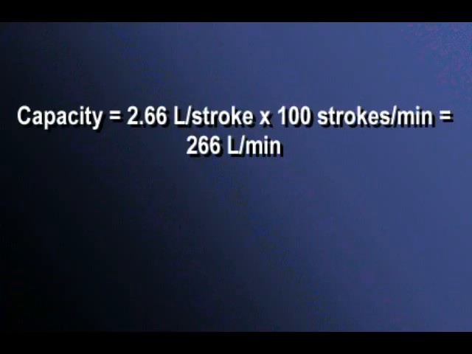To find the capacity of a pump, we must multiply the volume per stroke that we calculated by the number of strokes per minute. The pump capacity is 266 liters per minute.